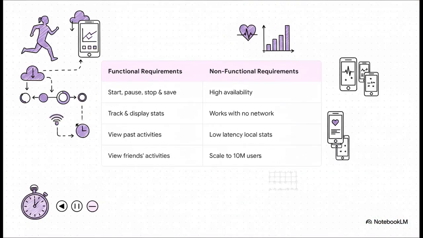A good way to think about this is separating what the app does from how well it needs to do it. The what is the functional side. You know, start, stop, save an activity. Pretty straightforward stuff. But the how well, the non-functional side, that's where the real fun begins. High availability means it can't just go down. It absolutely has to work without a network connection. And of course, it's got to handle those 10 million concurrent users. These are the rules that will shape every single decision we make from here on out.